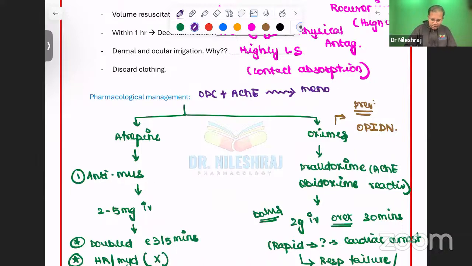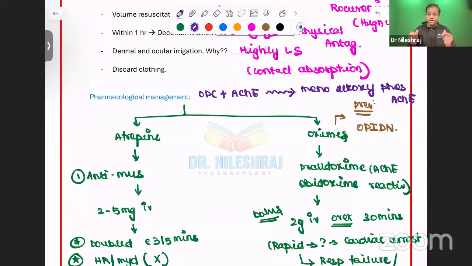mono-alkoxy phosphoryl acetylcholinesterase, MAP acetylcholinesterase. Some books say MIP, mono-isopropyl phosphoryl. Goodman and Gilman say mono-alkoxy phosphoryl acetylcholinesterase enzymes. The conversion of a normal acetylcholinesterase to mono-alkoxy phosphoryl acetylcholinesterase enzyme, that's the concept called the aging process.